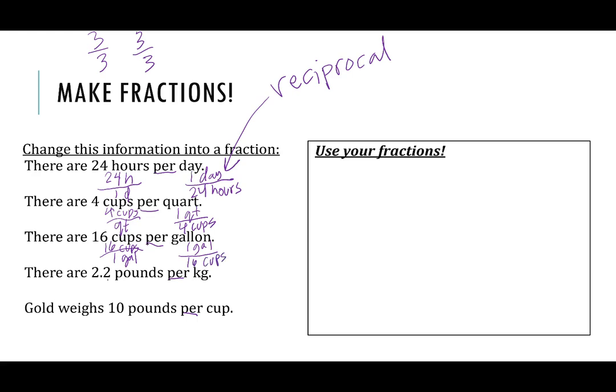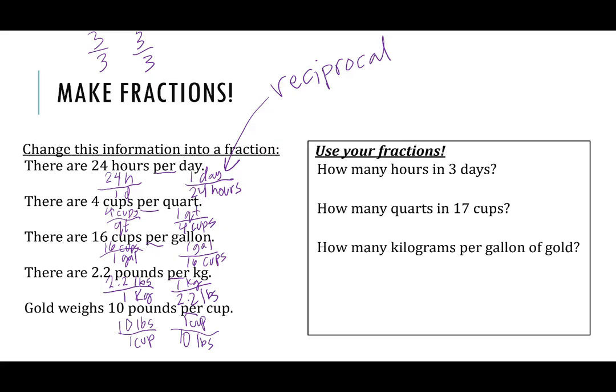There are 2.2 pounds, we can use the fancy abbreviation there, LBS for pounds, for 1 kilogram. That's what kg stands for. Or you can put the kilogram on the top and the pounds on the bottom. Gold weighs 10 pounds for every 1 cup, or 1 cup for every 10 pounds. Either way. Hopefully you did well on those fractions because we're going to now use them to solve some unit conversions.